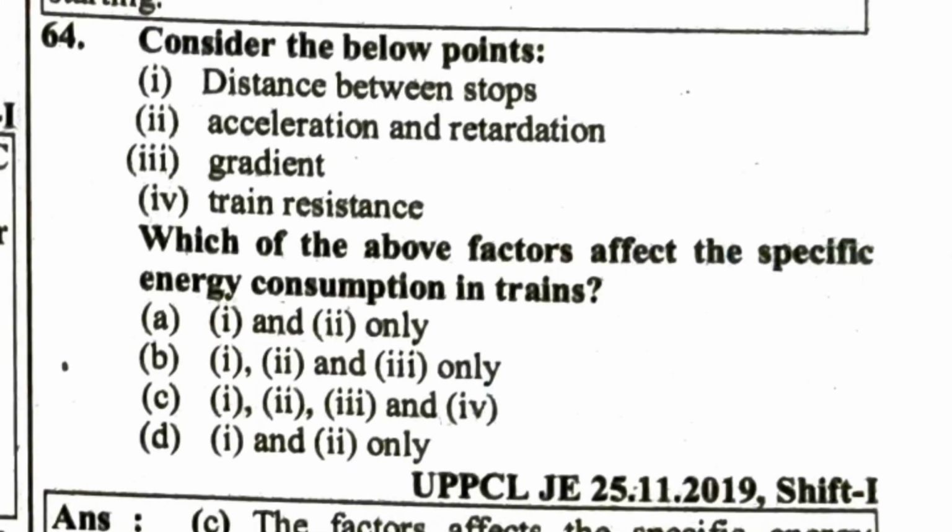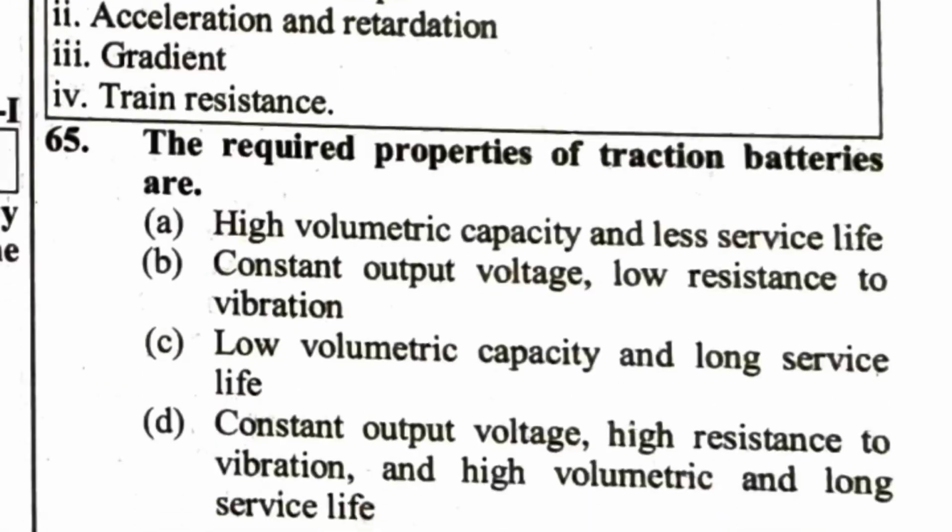Consider the below points: distance between stops, acceleration and retardation, gradient, train resistance. Which of the above factors affect the specific energy consumption in train? All of the above. Specific energy consumption, distance between stops, acceleration, retardation, gradient, train resistance, all हो जाएगा.